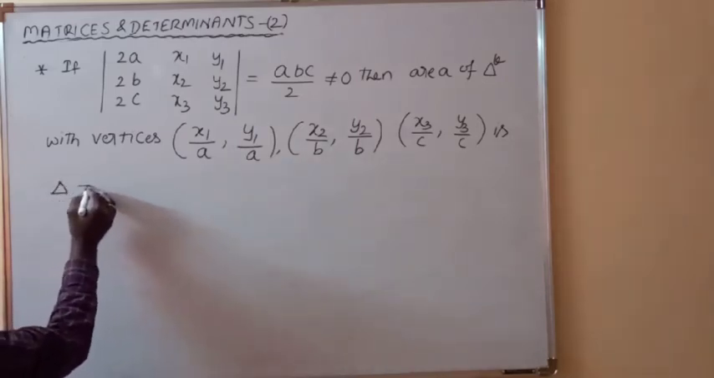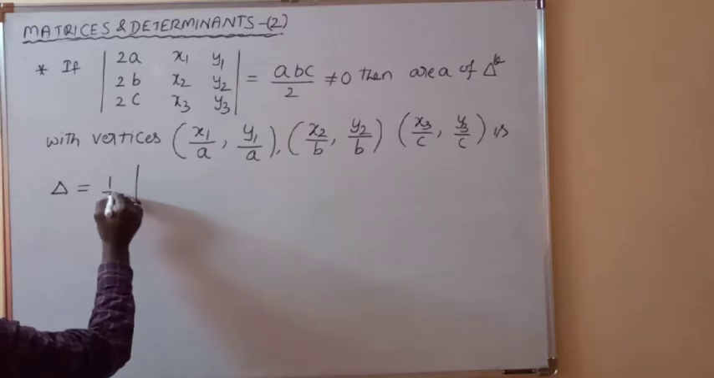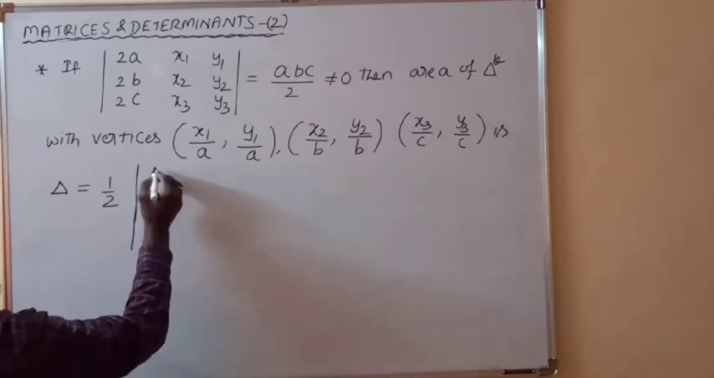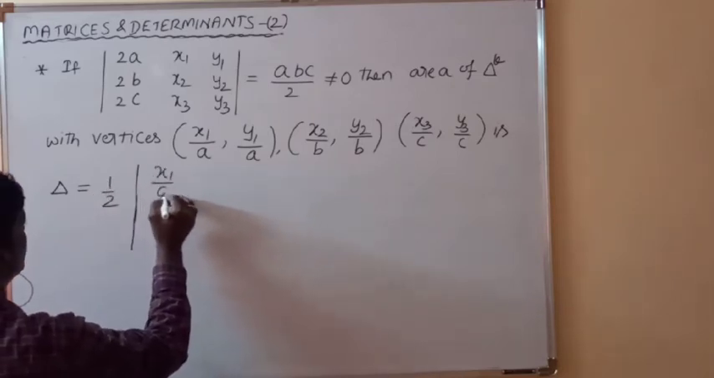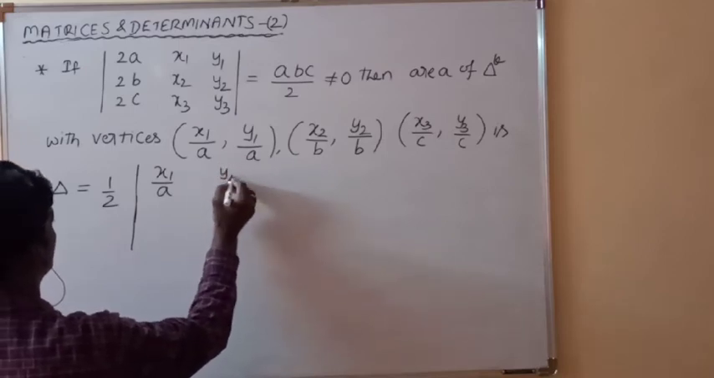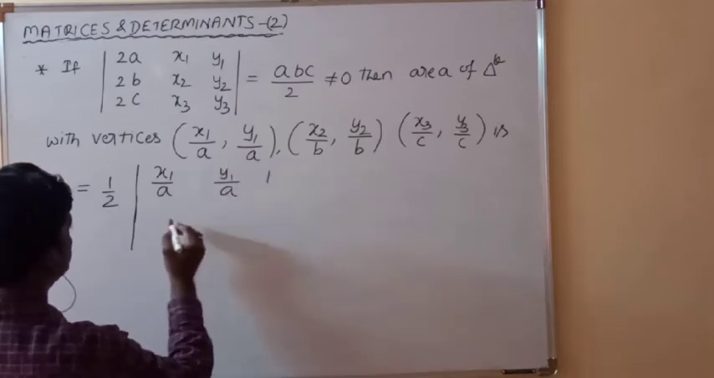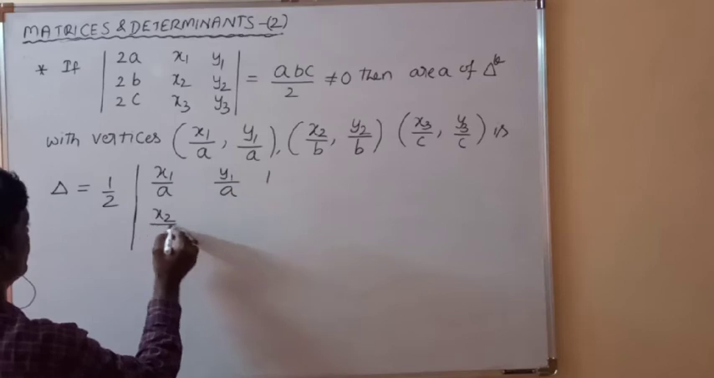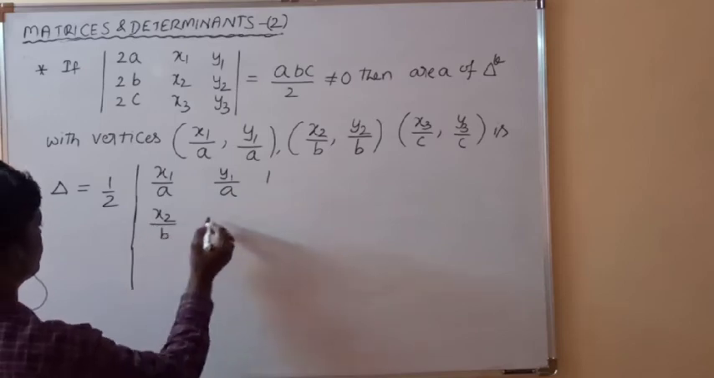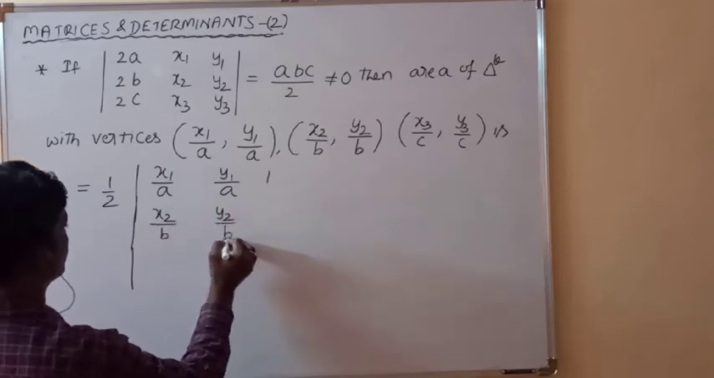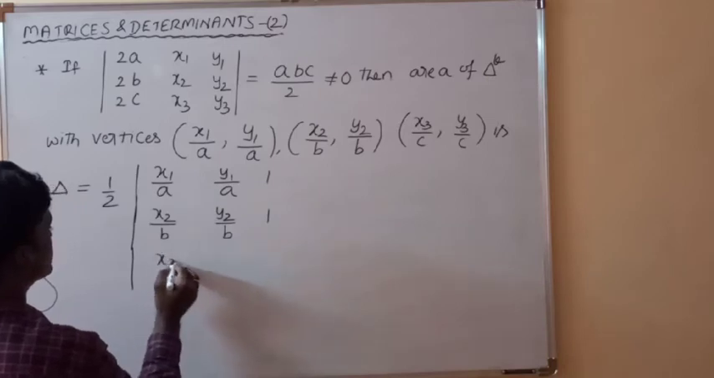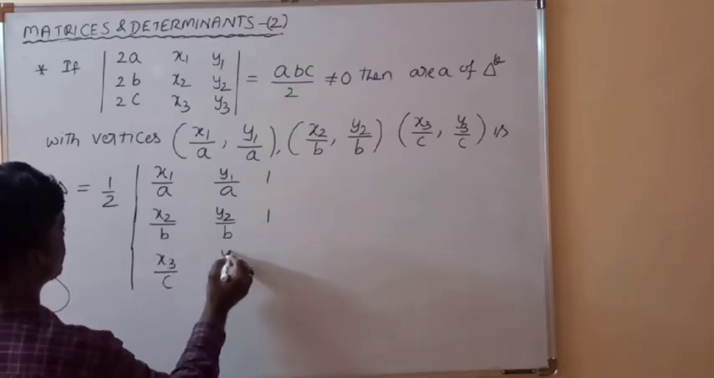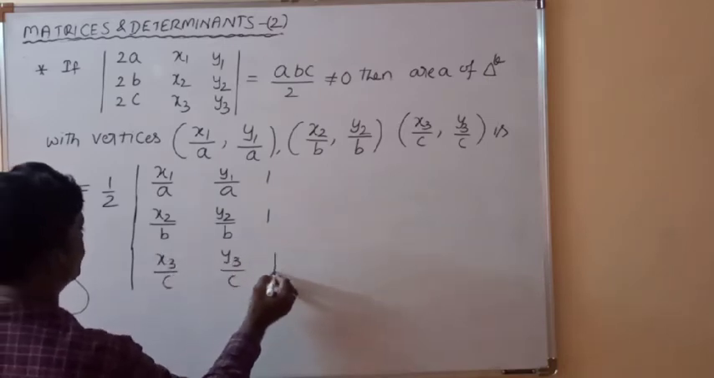Delta is equal to half. So what is the first row? x1 by a, y1 by a, 1. This is x2 by b, y2 by b, 1. This is x3 by c, y3 by c, 1.